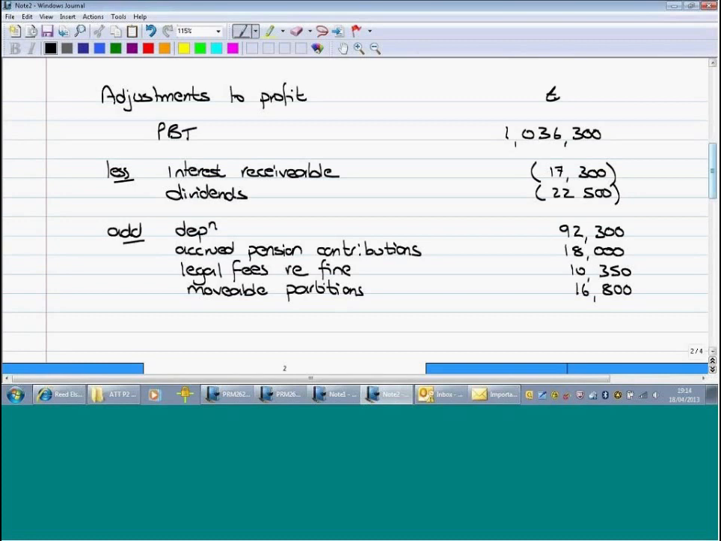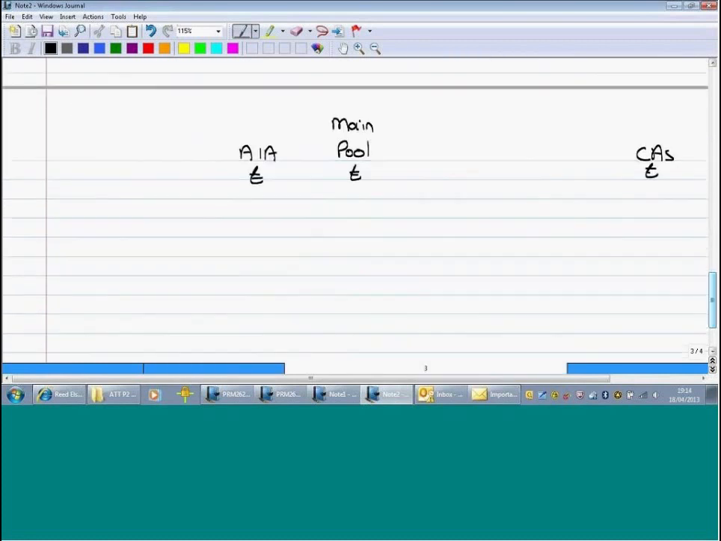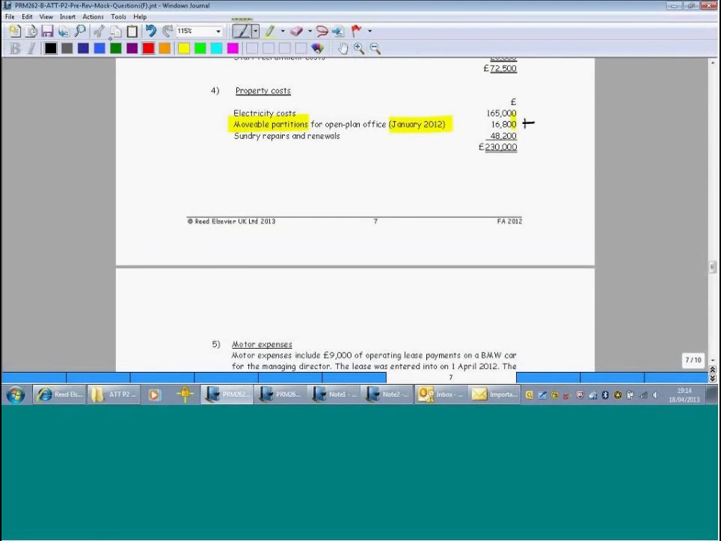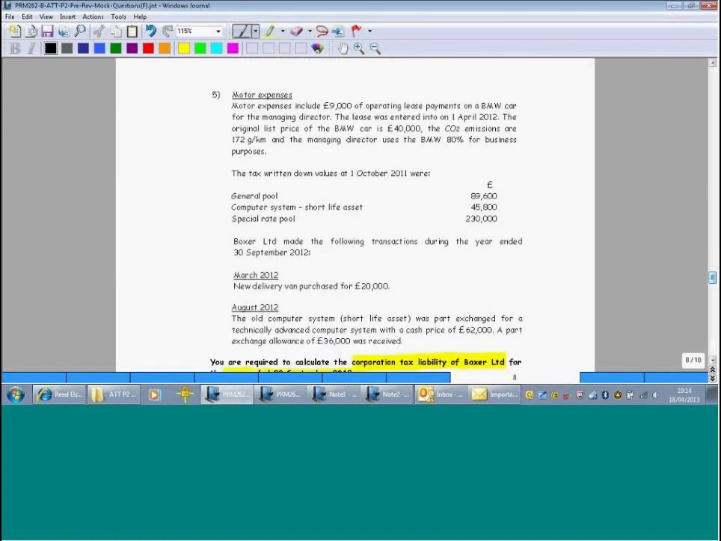But before I do anything else, I'm going to go to my capital allowances working, I'm going to put in additions pre the 1st of April 2012, and I'm going to put movable partitions. The cost of those movable partitions is £16,800, and so I'm going to put them in the AIA column. So going back to the question paper, I've dealt with them everywhere I need to. Move on. Sundry repairs and renewals, I'm not told anything about them, so I have to assume they're okay.